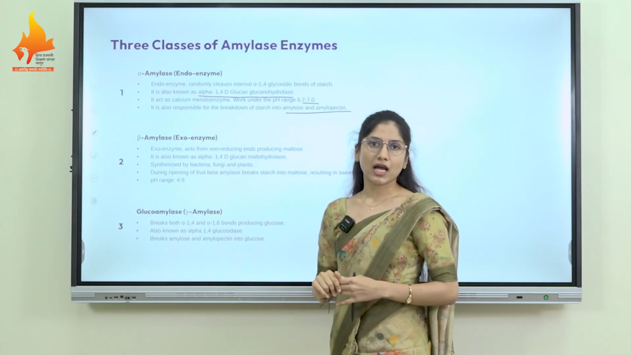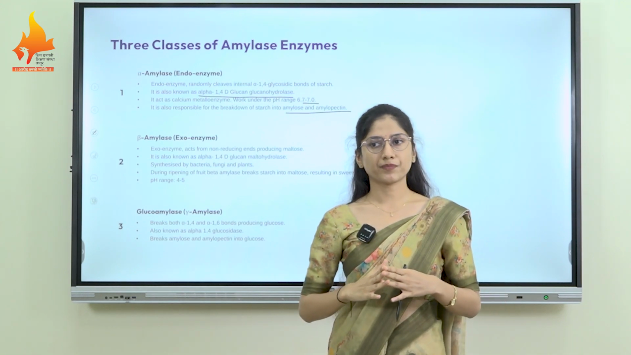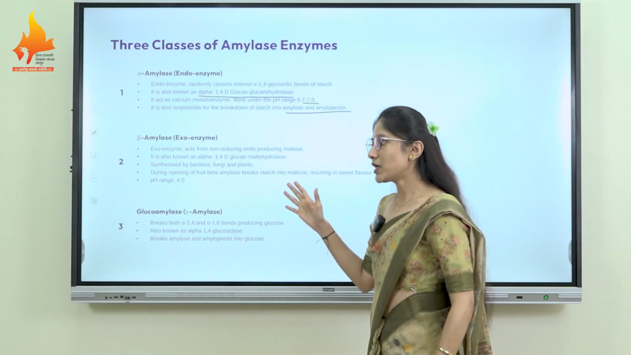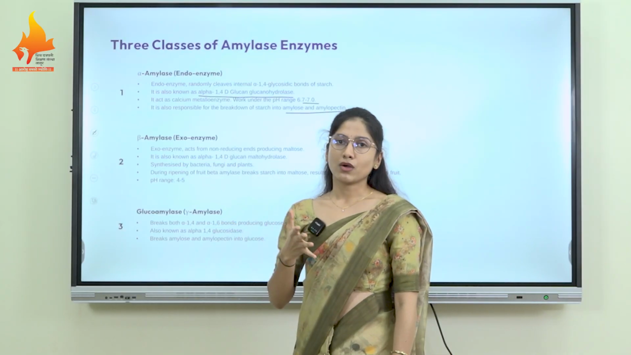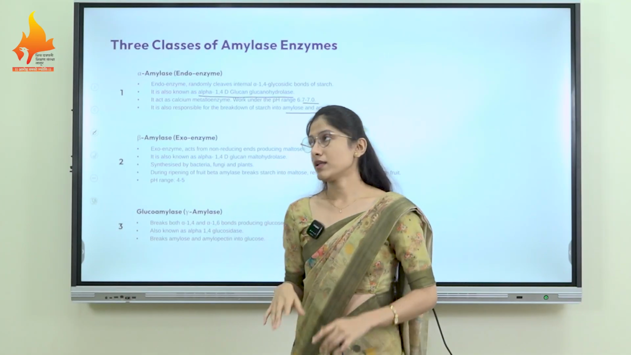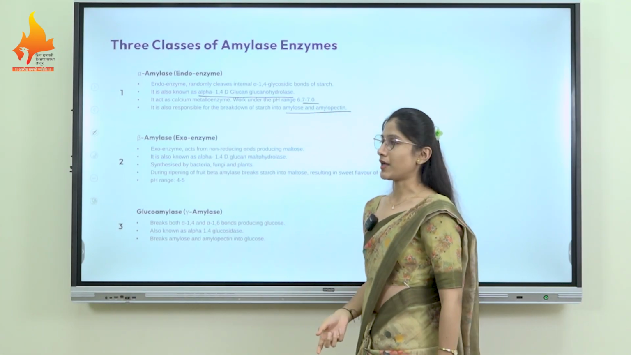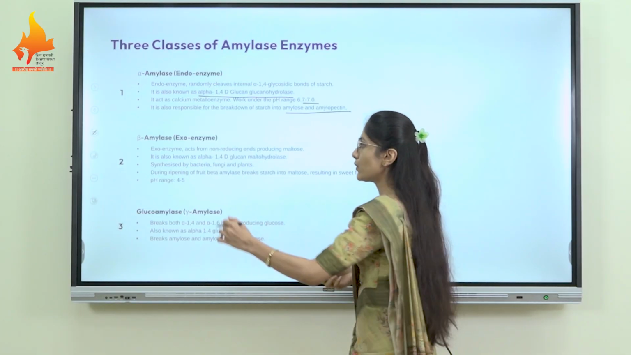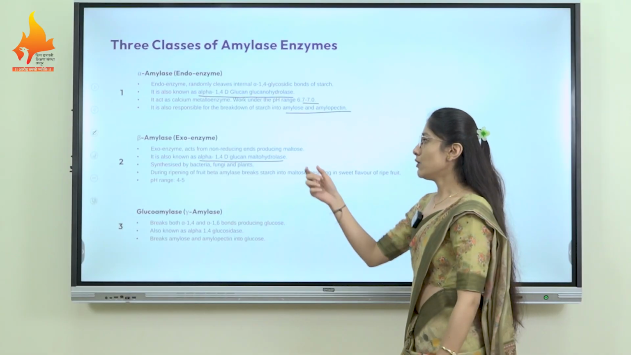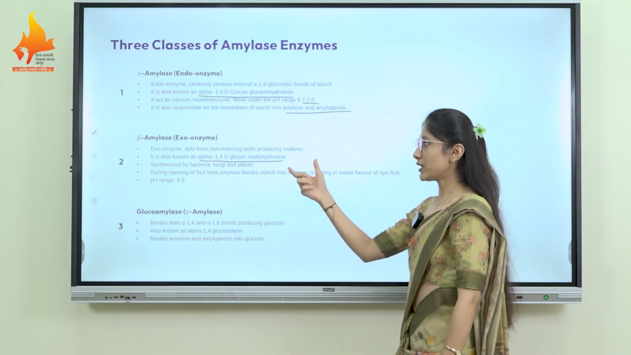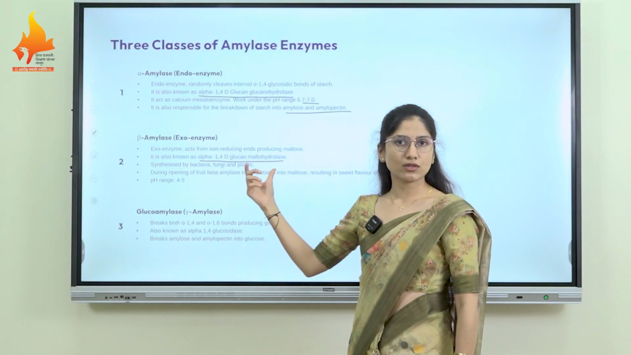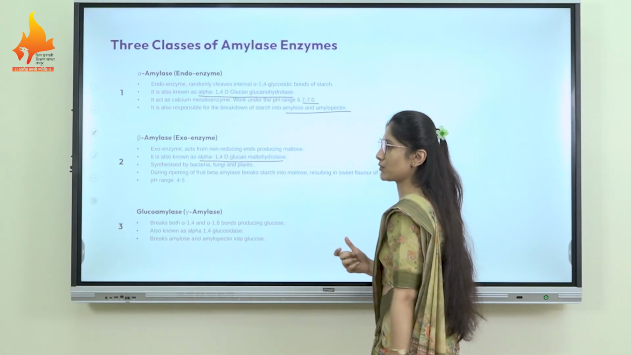Next type is beta amylase, which is an exoenzyme. Exoenzyme is also known as an extracellular enzyme. This type of amylase is secreted or functions outside the cell. That's why it is called an exoenzyme. It is also known as alpha-1,4 D-glucan maltohydrolase. Why is it called maltohydrolase? Because the non-reducing end produces maltose. That's why it is called maltohydrolase.